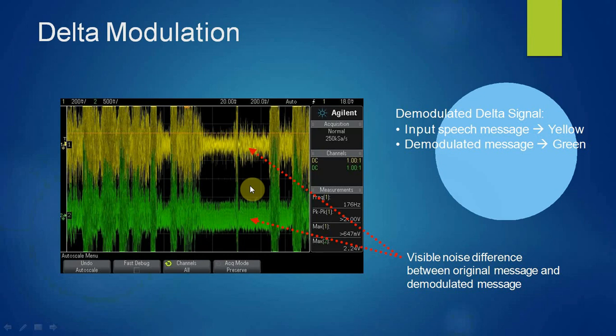Here the yellow is the input speech message, and the green is the demodulated message. It is not able to follow because the speech signal amplitude is low and then goes on increasing here. There is a variation here and also a variation here, which means there is a visible noise difference between the original message and the demodulated message. Due to that, error is generated.